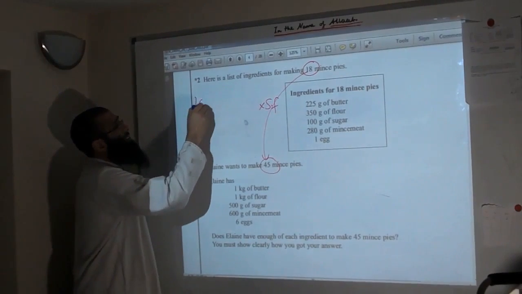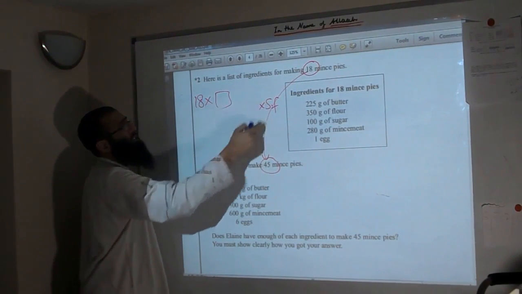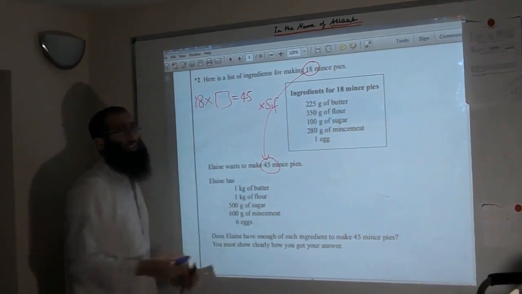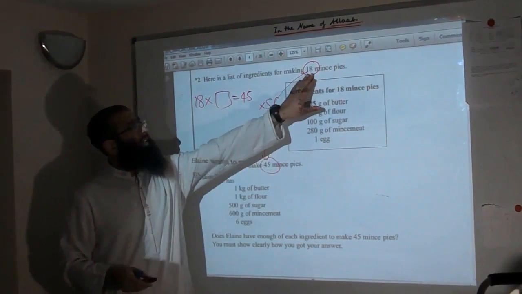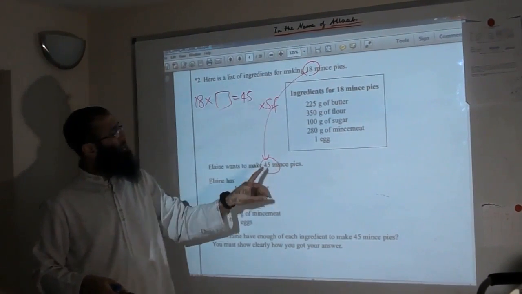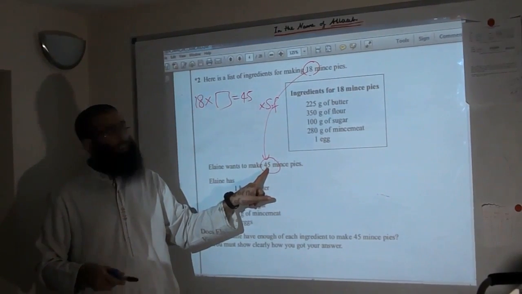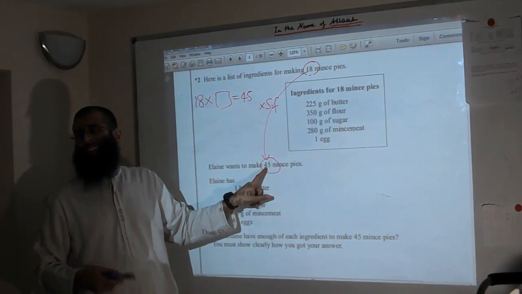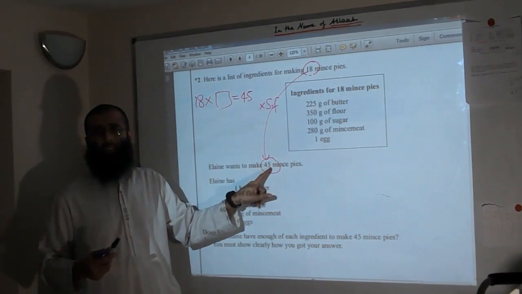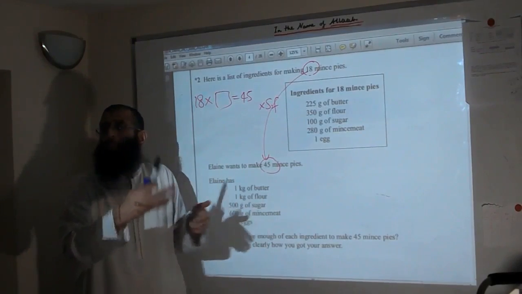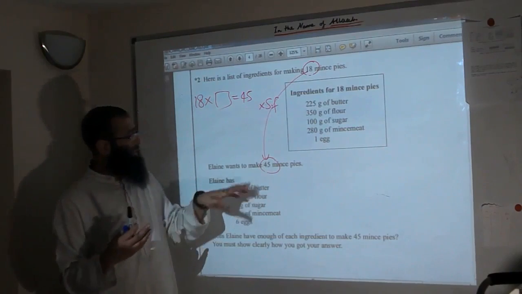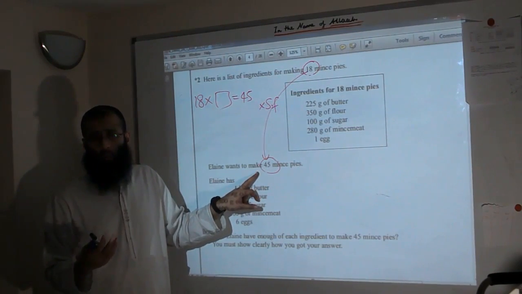So we say 18 has been enlarged by a certain number, the scale factor, and that gave us an answer of 45. Now, for example, if they give you the ingredients for 18 mince pies and you want to make 36, you can say that's easy, because 18 times 2 is 36. So if we double the number of people, we've doubled the ingredients. That's what we're trying to work out: what is that multiplier? It's obviously not 2. It's 2 and something.